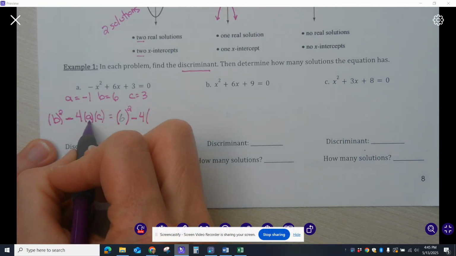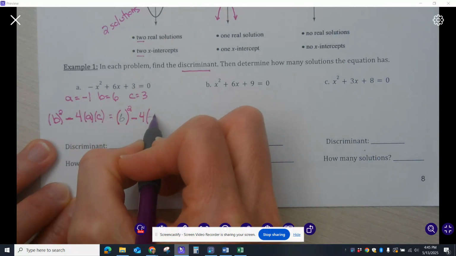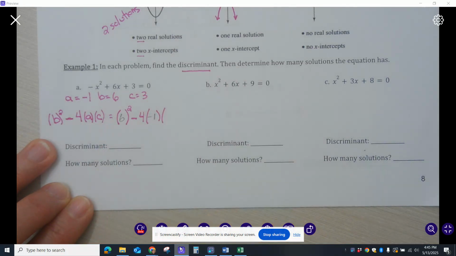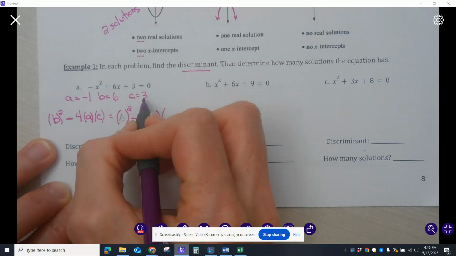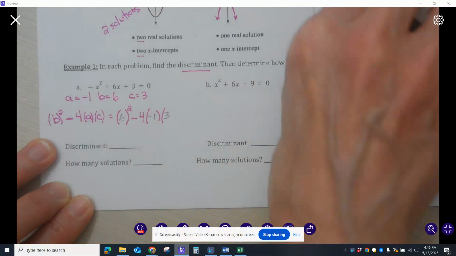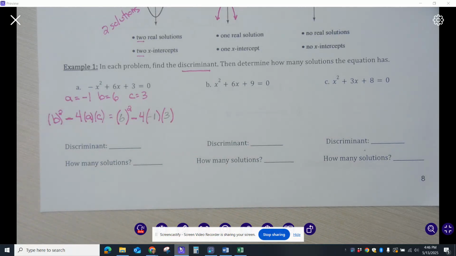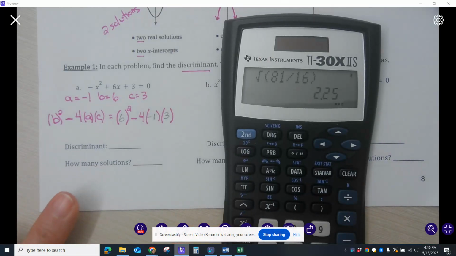We're going to put our A in there. Our A is negative 1. Close the parenthesis. Next parenthesis, we're going to put our C in there, and our C is 3. Okay, now if you did this just like that and you have all those parentheses, you can type that whole line in your calculator.